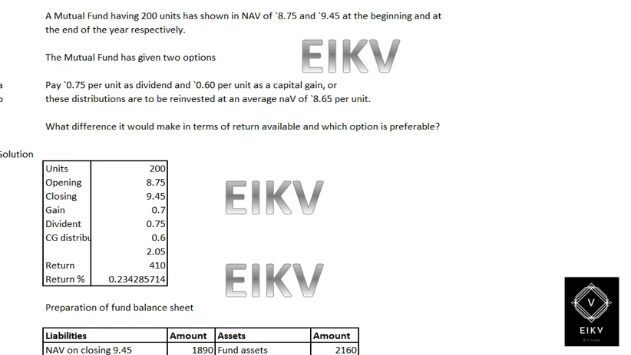So guys, in this illustration they have given a mutual fund which has 200 units, and then they have given the opening and closing price, and also the dividend distributed and capital gain are given, and they have given two options. Option one is that dividend and capital gain will be distributed as soon as it is declared. The second case, it would be reinvestment. So what will be your opinion, or what difference would it make in the two options?